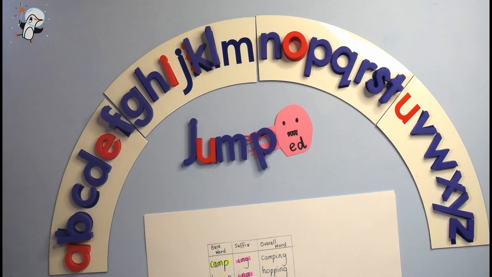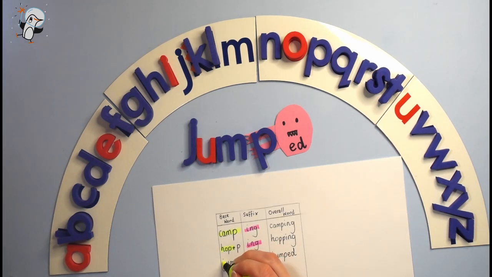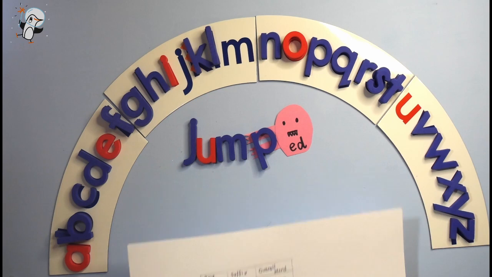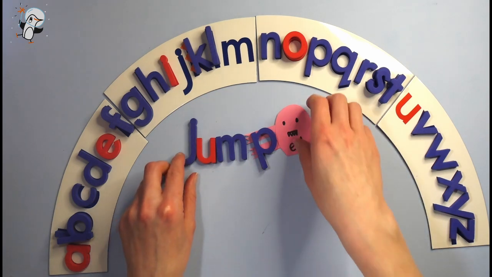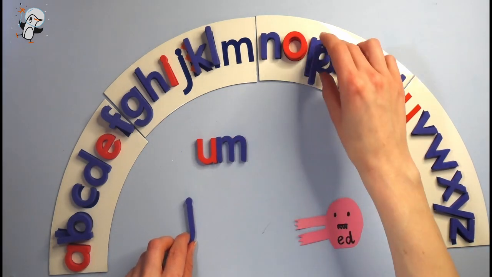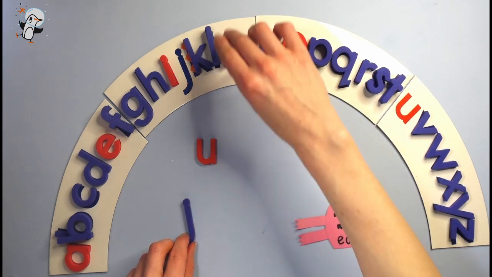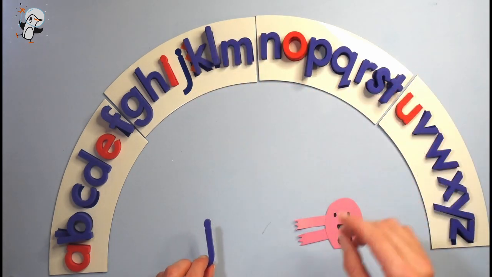Colour code it for consistency. The base word is always yellow and the suffix is always pink, just like the monster is pink. We can now use the monster to help to understand when we might need a double letter before adding the ed suffix.